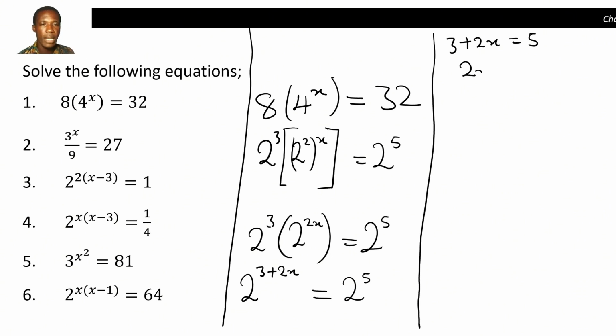And if I group like terms, I have 2x equals 5 minus 3. And if I divide through by 2, my x will be 1. So that is the first example.